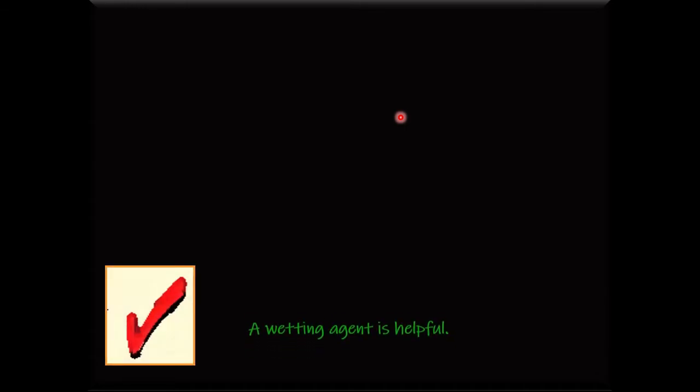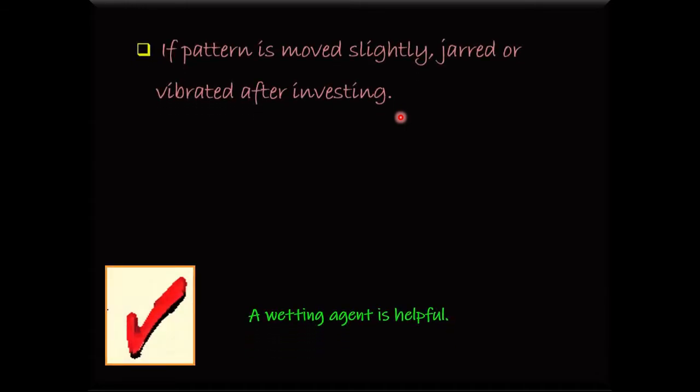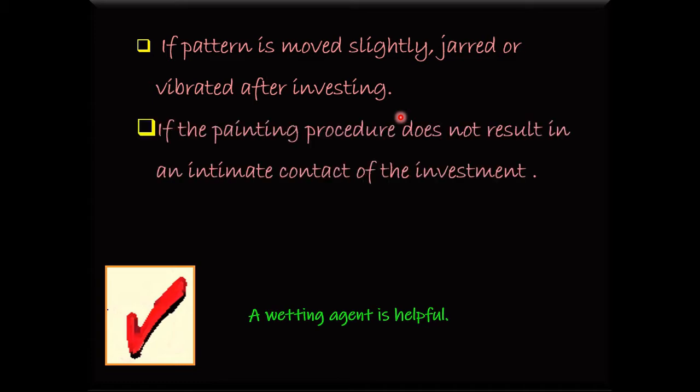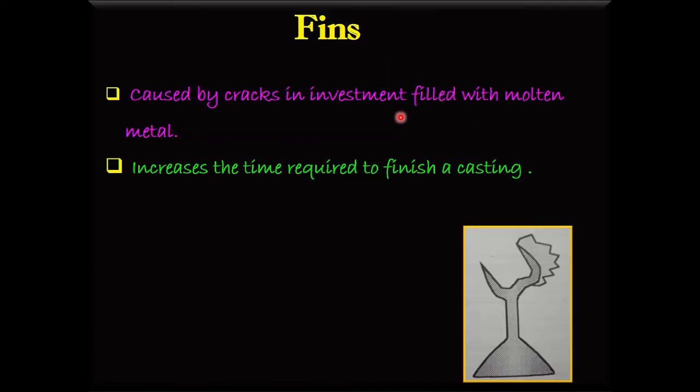Alright, so here a wetting agent is helpful obviously, but what causes these water films? If the pattern is moved slightly, jarred or vibrated after investing, if the painting procedure does not result in an intimate contact of the investment, and also if the water powder ratio is too high.